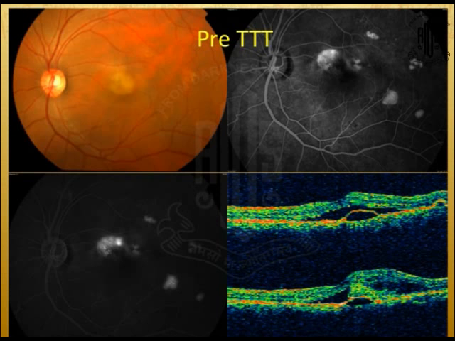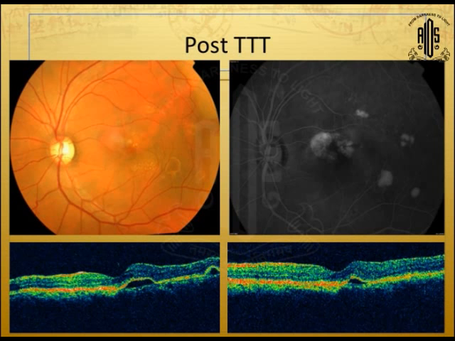So this is just a prototype case which we had done. Pre-TTT, we can see a fibrin there with the SRF pocket, and in OCT we can correlate the same features, like this is the fibrin and the SRF pocket with the PEDs there. Post-treatment the SRF has disappeared and the PED remains, and even the subretinal fibrin had disappeared.